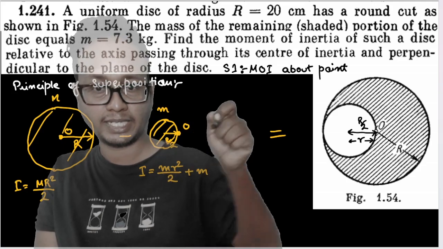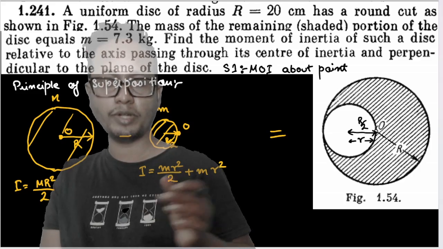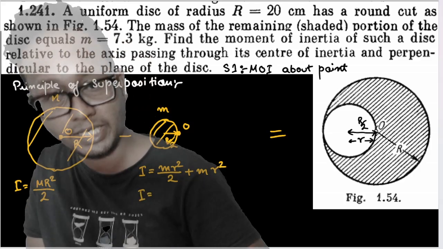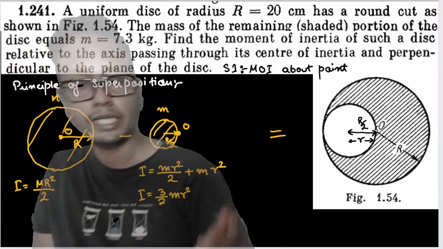And the new axis is nothing but the axis passing through O. So mr square. Okay, so the moment of inertia of this entire object about point O is nothing but 3 by 2 mr square. You understood this much part?